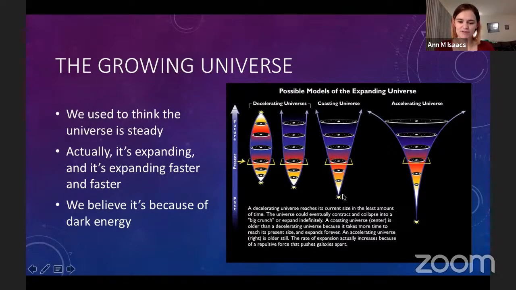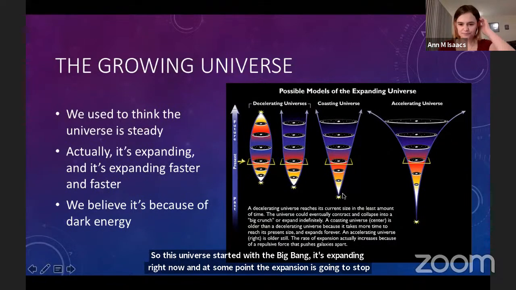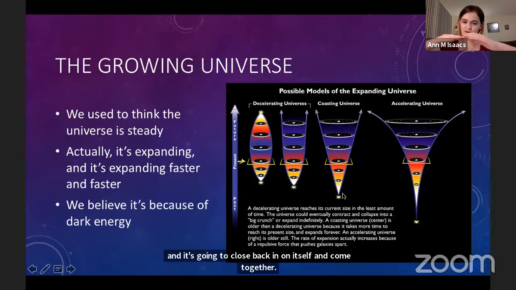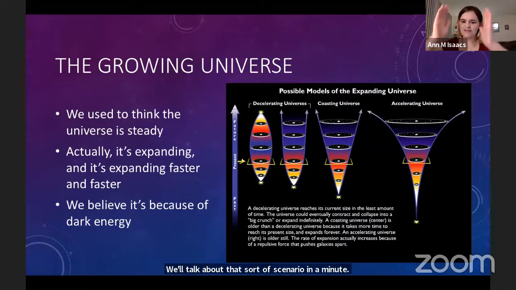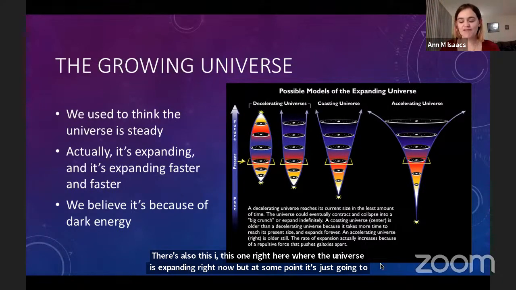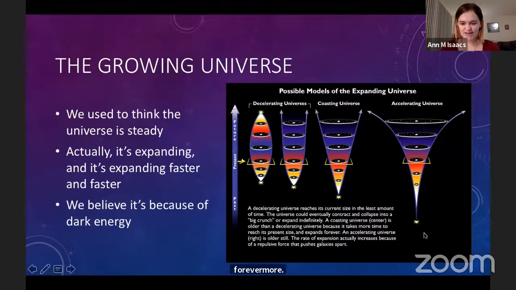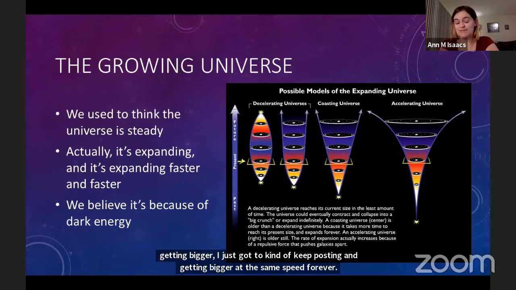And at that point, it will be steady forevermore. There's also the idea that the universe is essentially coasting, so that it's at its current size now, it's getting bigger, and it's just going to kind of keep coasting and getting bigger at the same speed forever. And then there's the accelerating universe, where the universe is getting bigger and bigger, faster and faster and faster. And that's what we think is happening. We know the universe is expanding. And right now, our measurements tell us that it's expanding at a faster and faster rate.